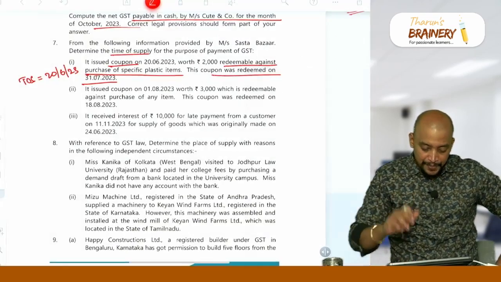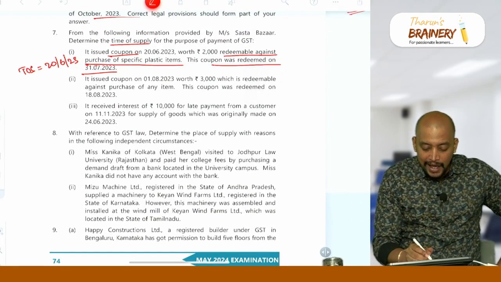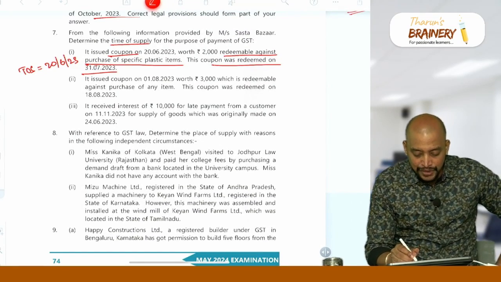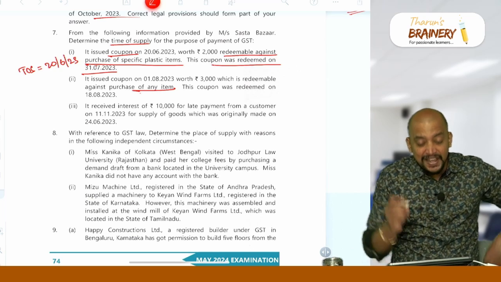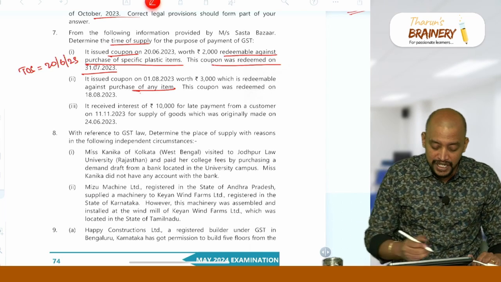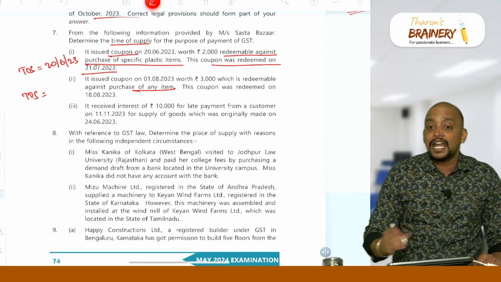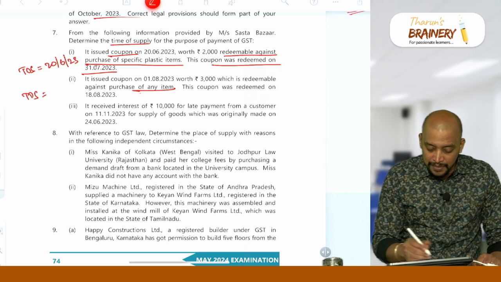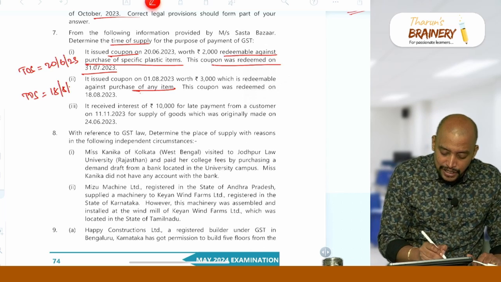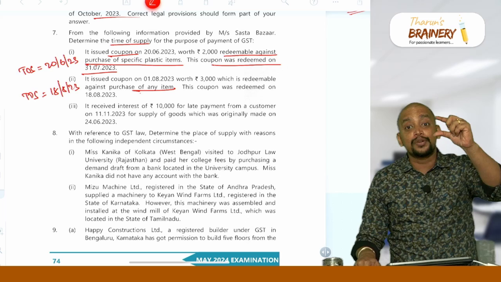Then next one. It issued coupon on 1/8 worth 3000, which is redeemable against purchase of any item. Non-identifiable voucher. What is the time of supply? At the time of redemption. What is the redemption date? 18/8/23. But you need to write the provision first.